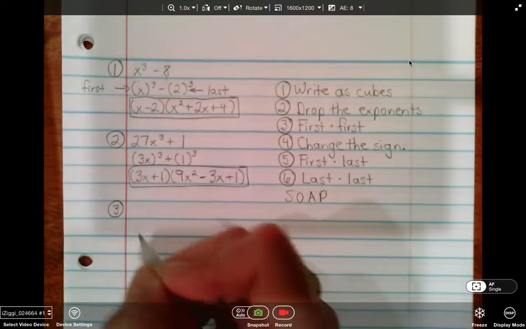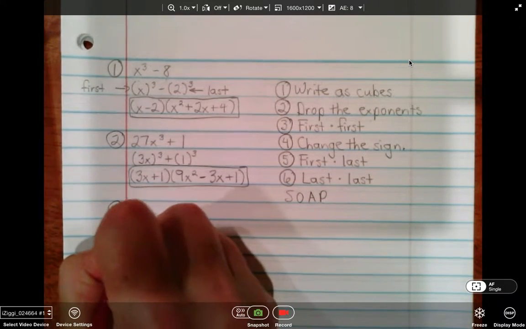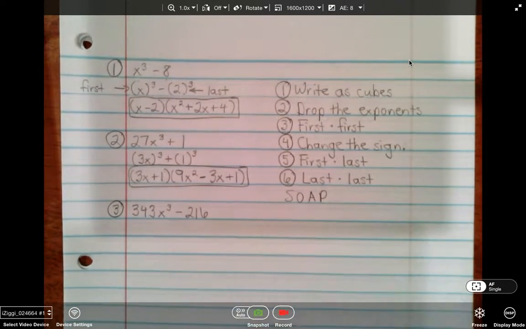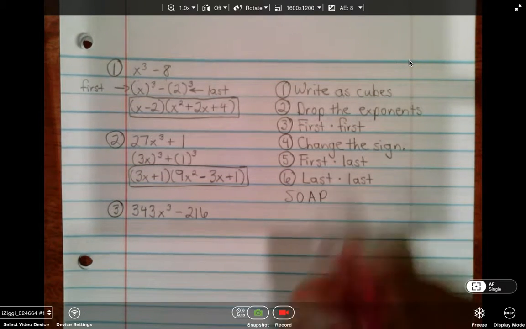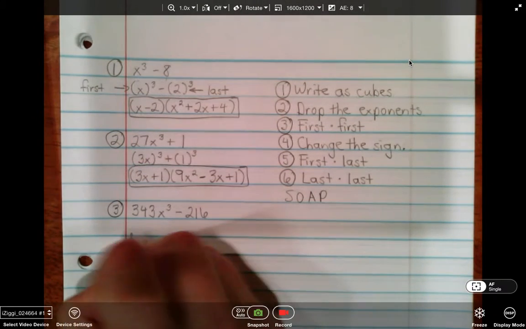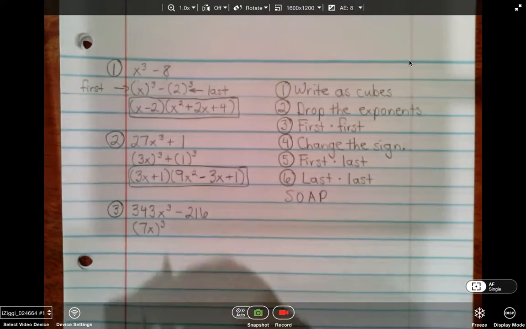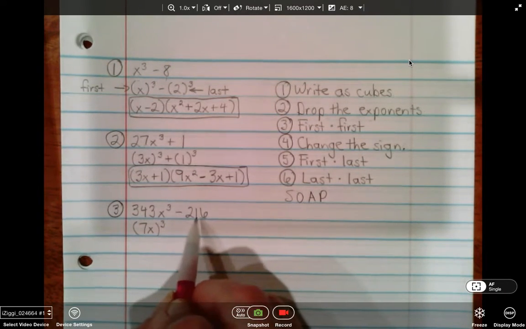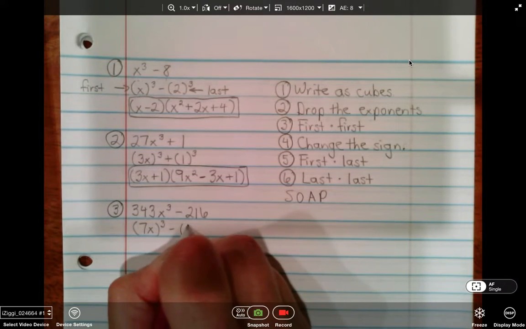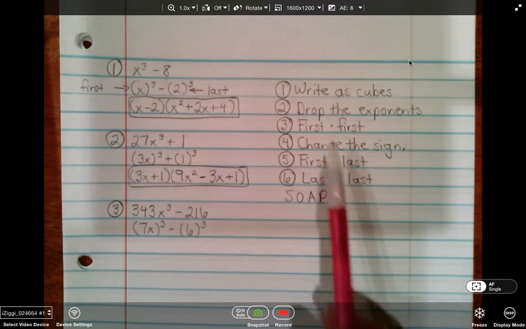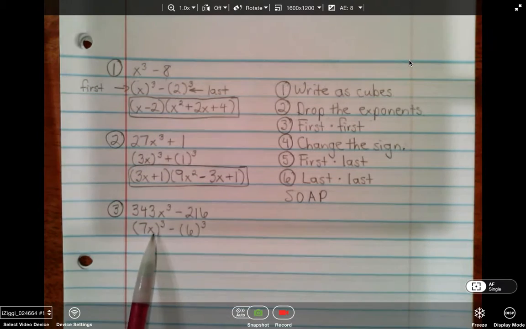Okay, let's look at one more example. Let's do 343x cubed minus 216. Okay, write as cubes. 343 is 7 cubed. If you don't know that, do the cube root of 343 on your calculator. And 216, the cube root of 216 is 6. Okay? Drop your exponents. So that's going to be drop the 3's, and we have 7x minus 6.